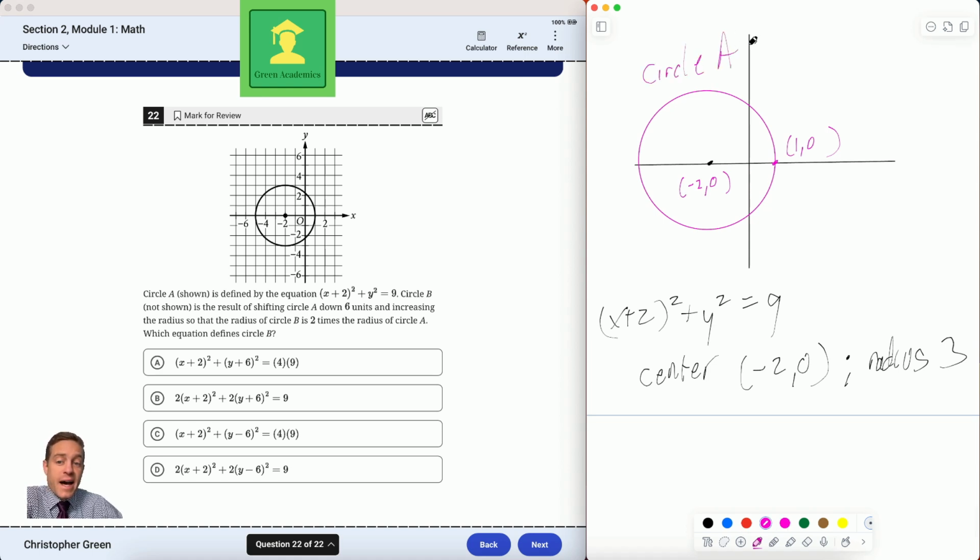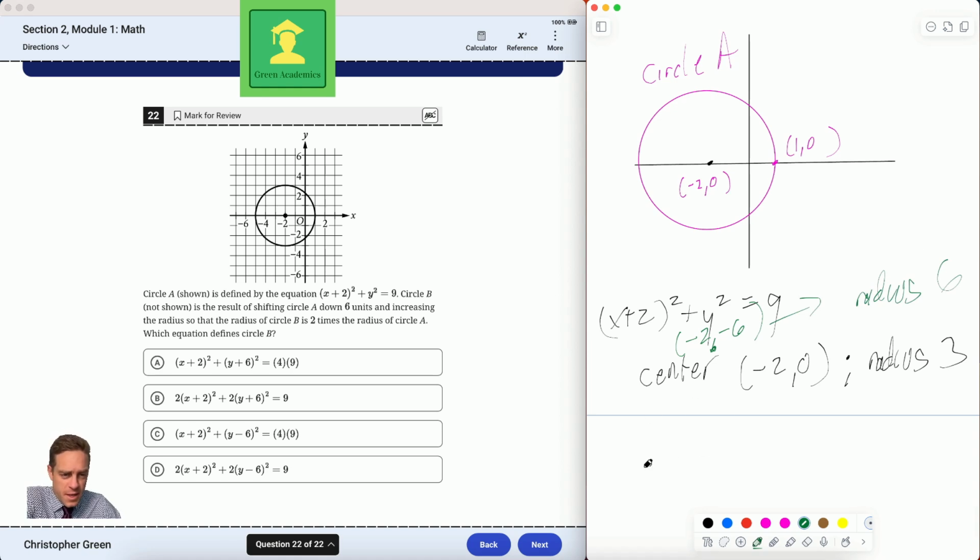And then circle B not shown is the result of shifting circle A down 6 units and increasing the radius so that the radius of circle B is 2 times the radius of circle A. So shifting it down 6 units, this goes downward 6 units, gives you -2, -6. And then instead of having radius 3, you now have radius 6.